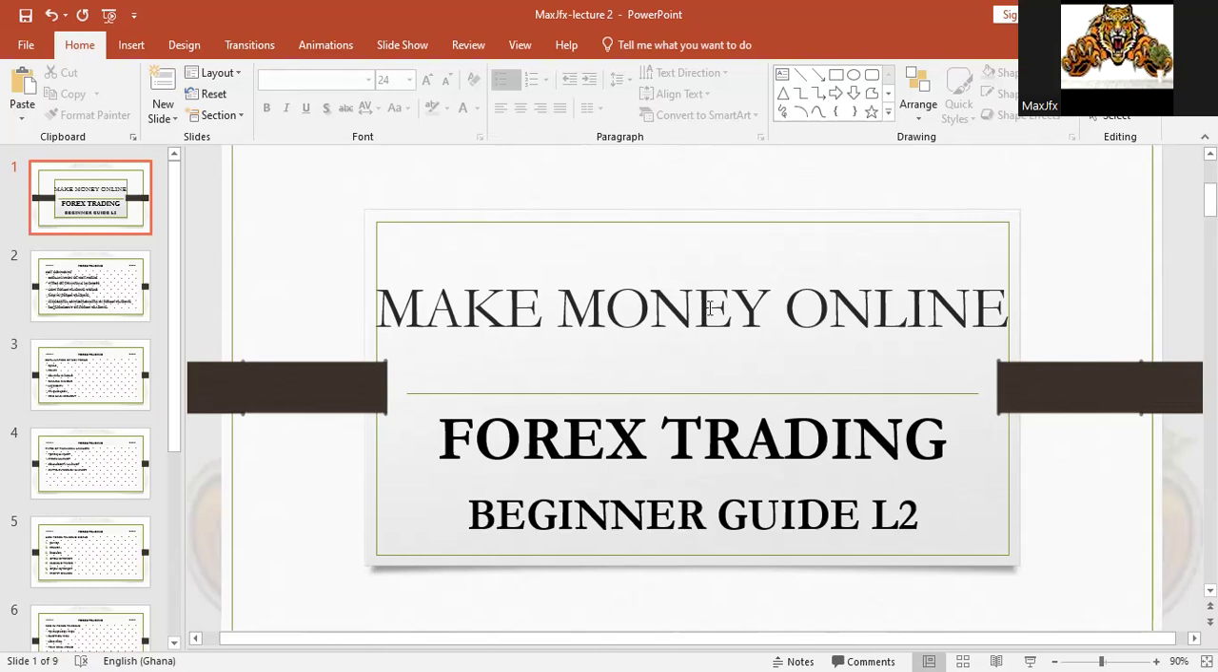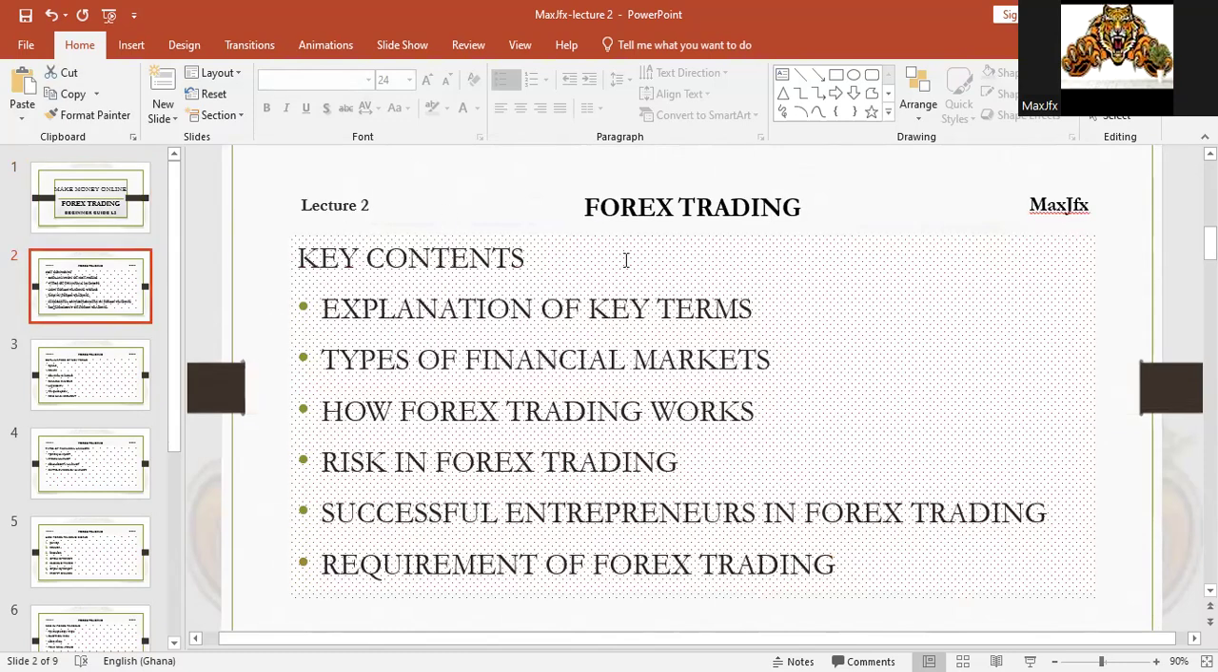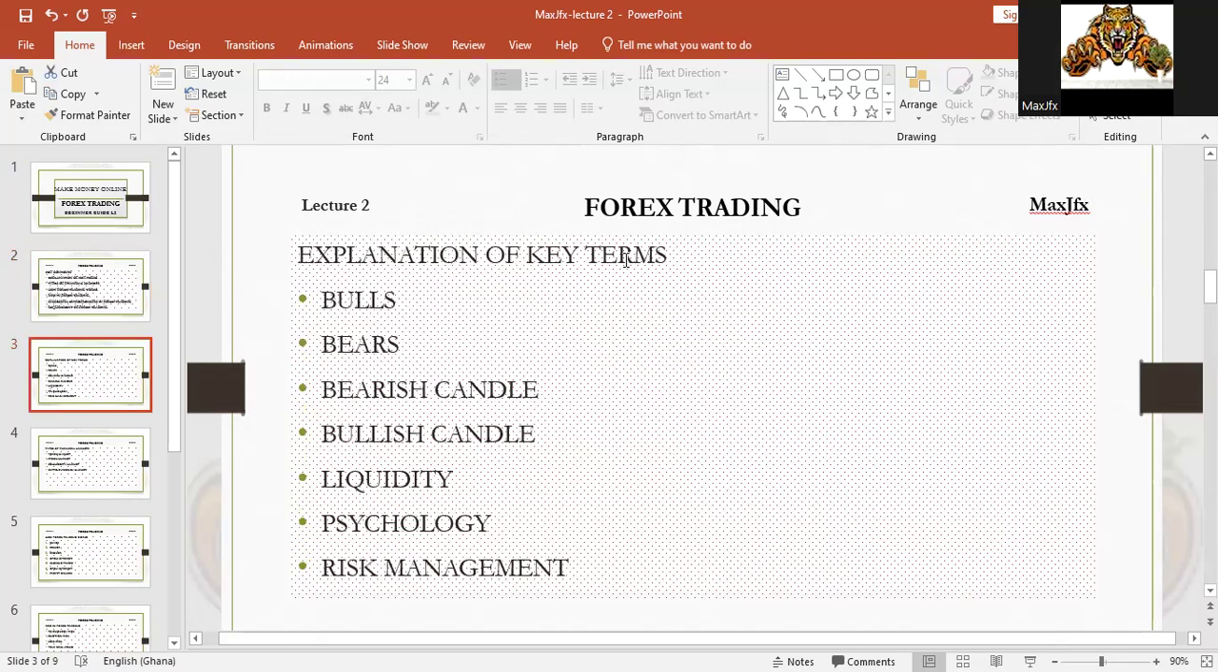All right, so fast forward, we'll be discussing these key contents in lesson 2: explanation of key terms, types of financial markets, how forex trading works, risks in forex trading, successful entrepreneurs in forex trading, and requirements of forex trading. So let's take the first one, explanation of key terms.